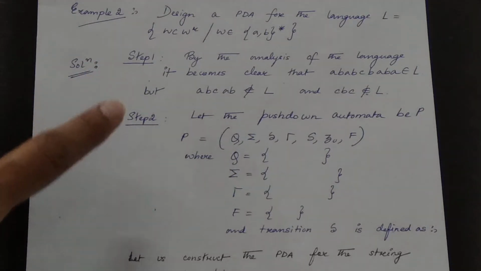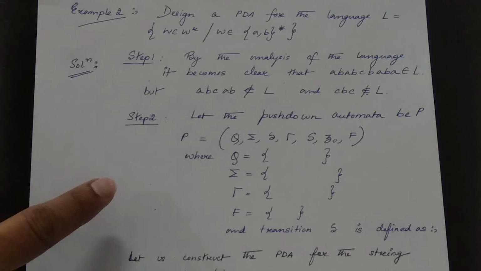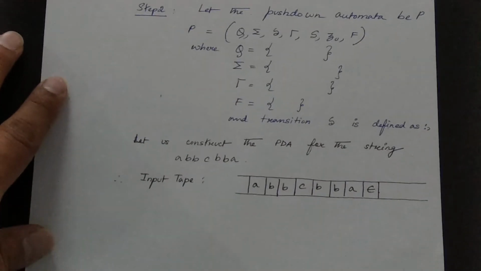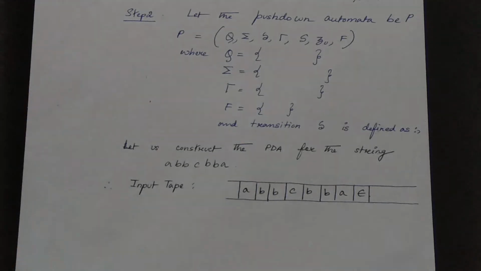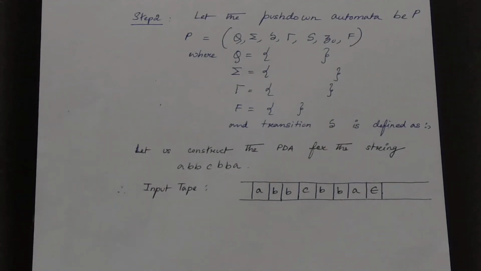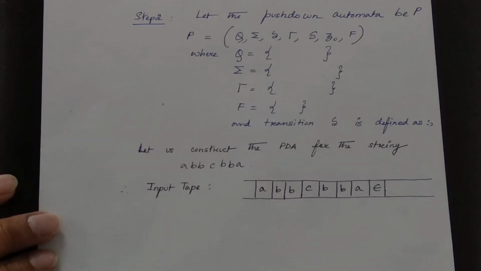Step number 2 is the assumption of the pushdown automaton, mentioning all the 7 tuples. Then step number 3, you show the transition diagram. No one will cut the marks. Then you can show the transition function, followed by the transition table. The transition table is not that mandatory. The transition function is mandatory, and the transition diagram is mandatory. Clear? Now let us check how to work it out.